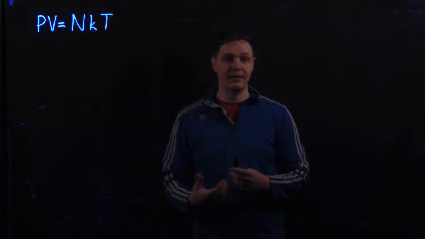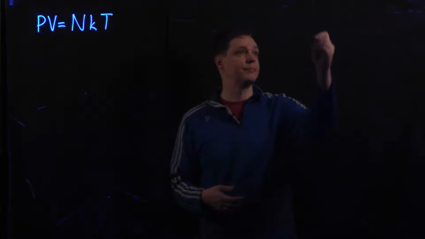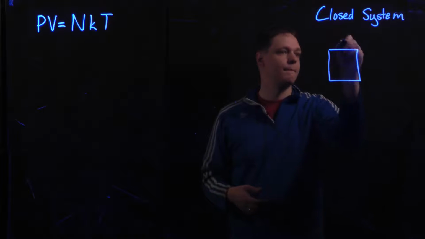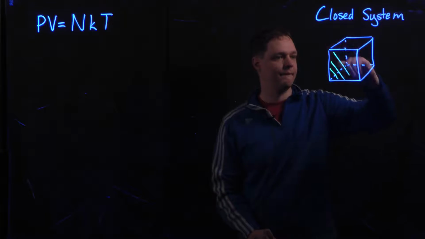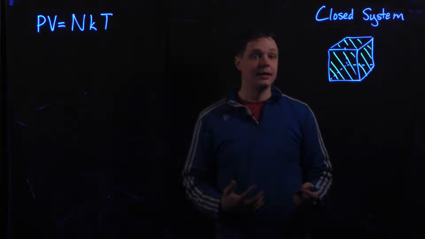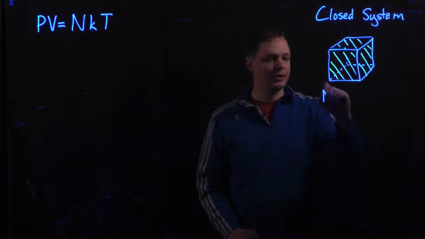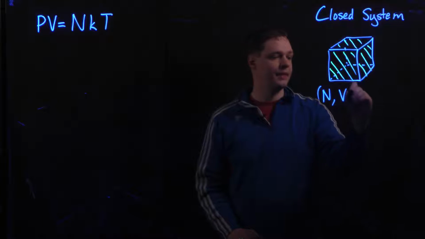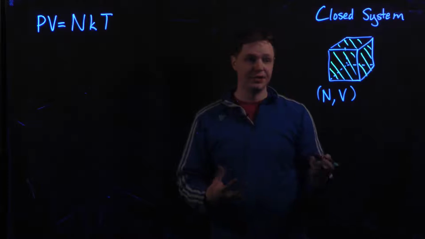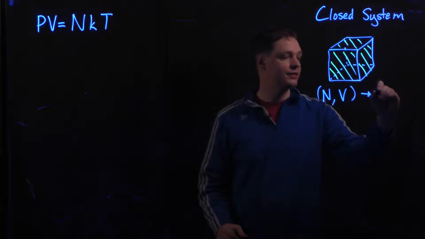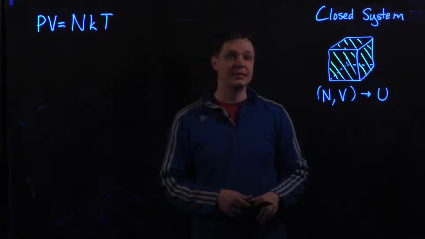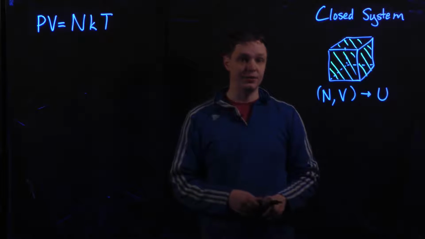The first system that I'm going to look at is called a closed system. In a closed system, we control the number of particles, we control the volume of the system, and the measure of energy that we have in the system is called the internal energy and is typically written with the letter U.